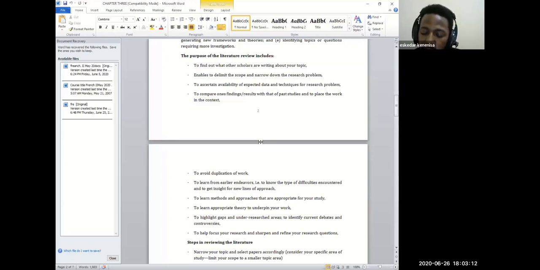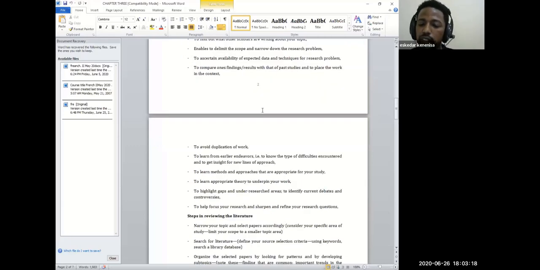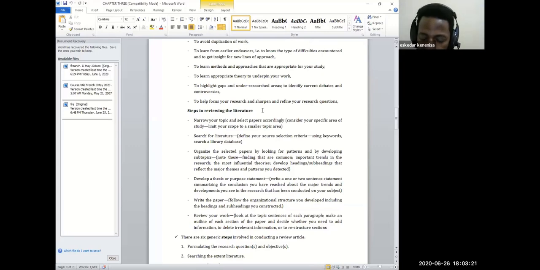The next step is to develop a thesis and purpose statement. Okay, sorry, I forgot to scroll it. You have to develop a thesis or purpose statement. This is one of the central issues in the steps of the literature review.